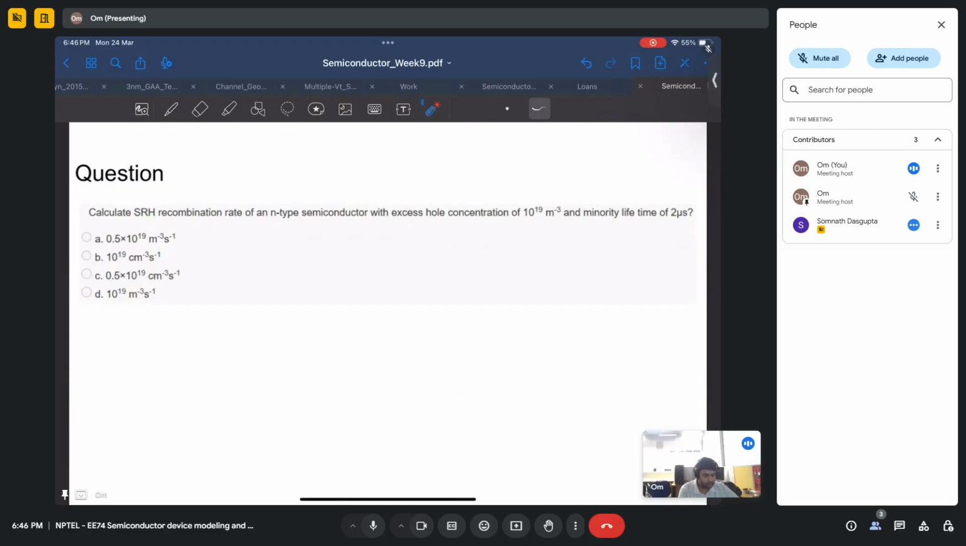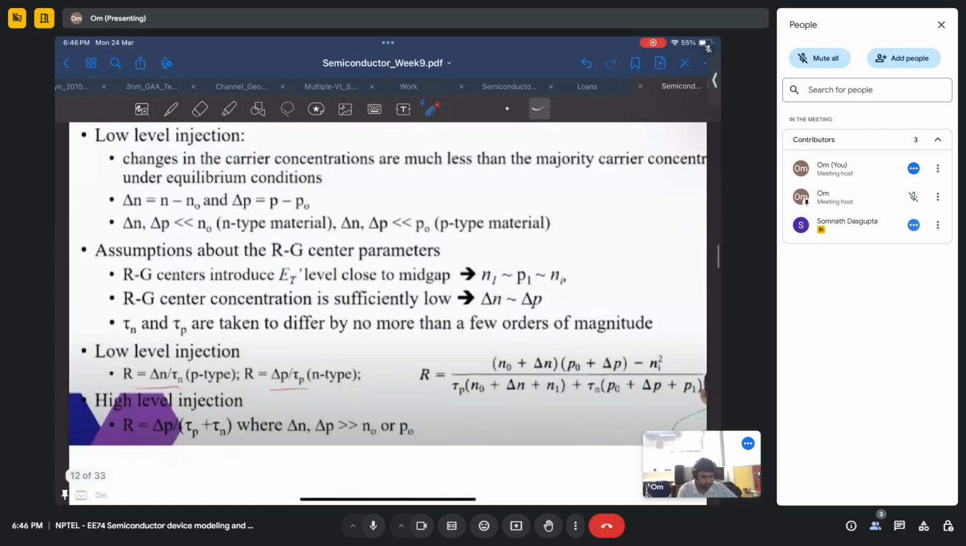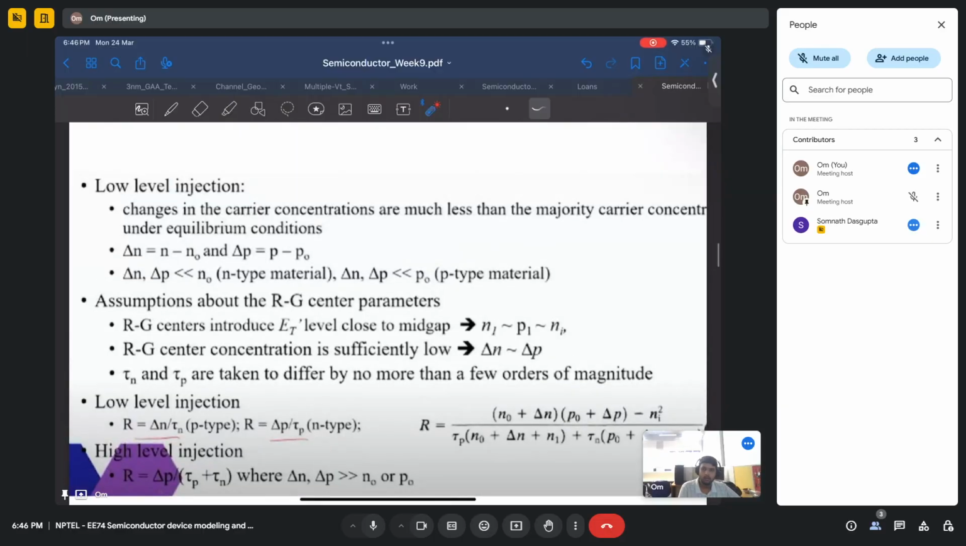In the interest of time, I'll just explain the formula from the slides. This derivation is given in the video, how we get this very long expression of R. Basically, this is simply again NP minus NI square. This will always come whenever there is a talk of recombination and generation. And here N is N0 plus delta N, and P is P0 plus delta P, and minus NI square.